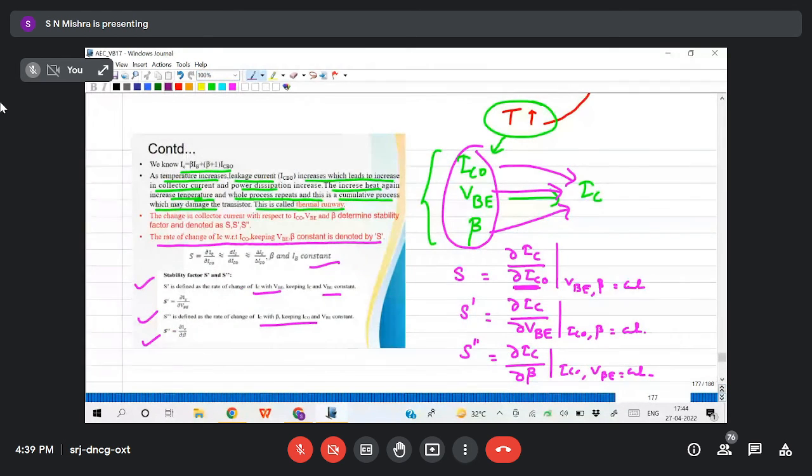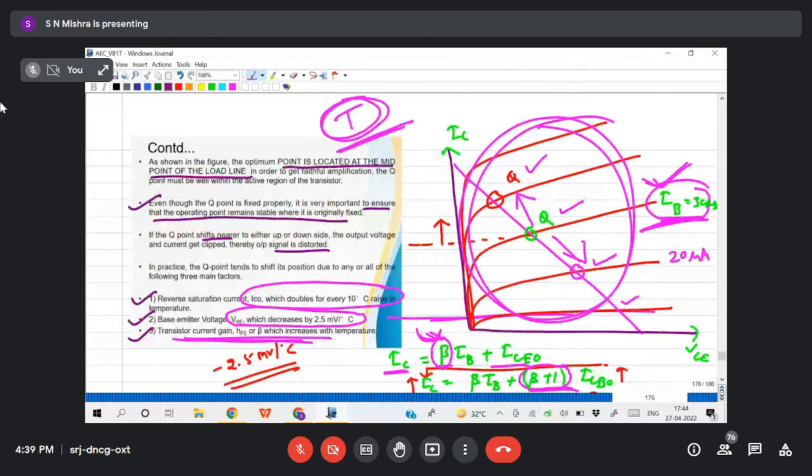Okay, why biasing is required. Biasing is required to stabilize the Q point, because there are parameters which affect it. To stabilize that, we need to nullify these effects.